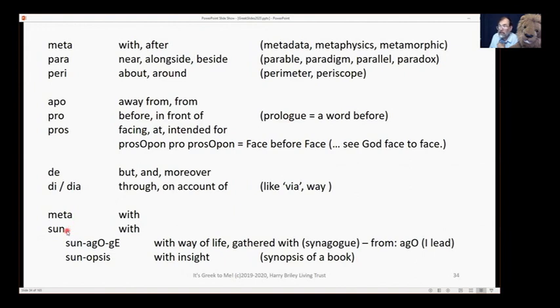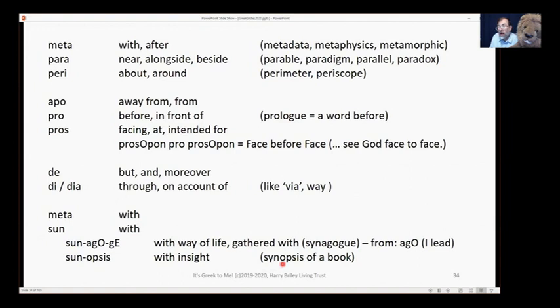But meta and sun, by themselves or as an attached preposition to a noun or verb, mean with. Here are two examples. One is sunagoge. I don't know what the ending means, but sun means with. Ago is the verb "I lead," and it comes across more of with a way of life. Birds of a feather who are gathered together. It translates directly into English as synagogue. Here's another word, synopsis. A U becomes a Y, and by the way, also for synagogue, a U becomes a Y. Synopsis made it right into English as synopsis.